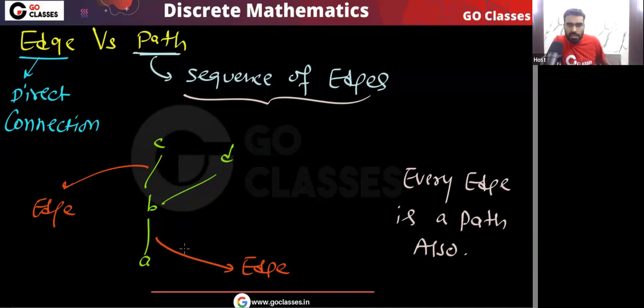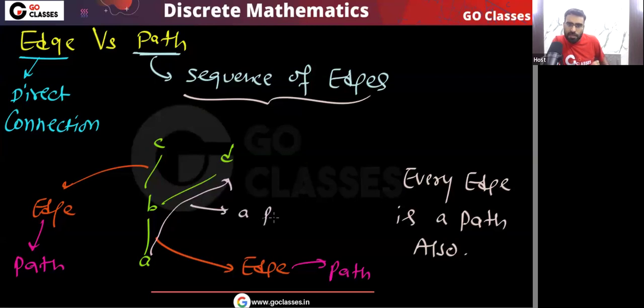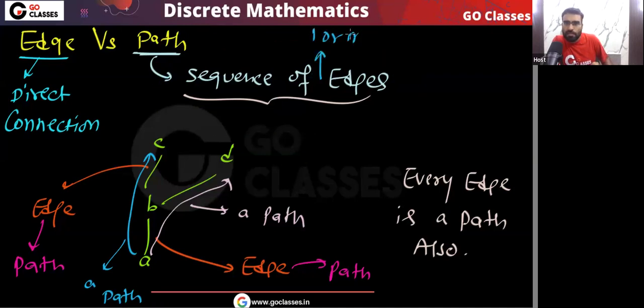So here you can see that this edge is also a path. Even this one is not an edge, but it is a path. For example, this A to C is a path, but it is not an edge. Is this clear? Remember, an edge is a direct connection, and a path is a sequence of one or more edges. So every edge is also a path.